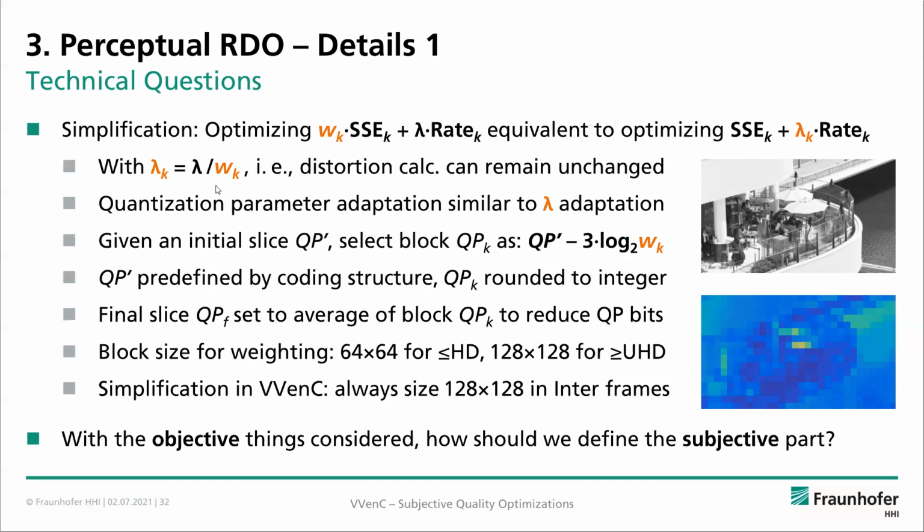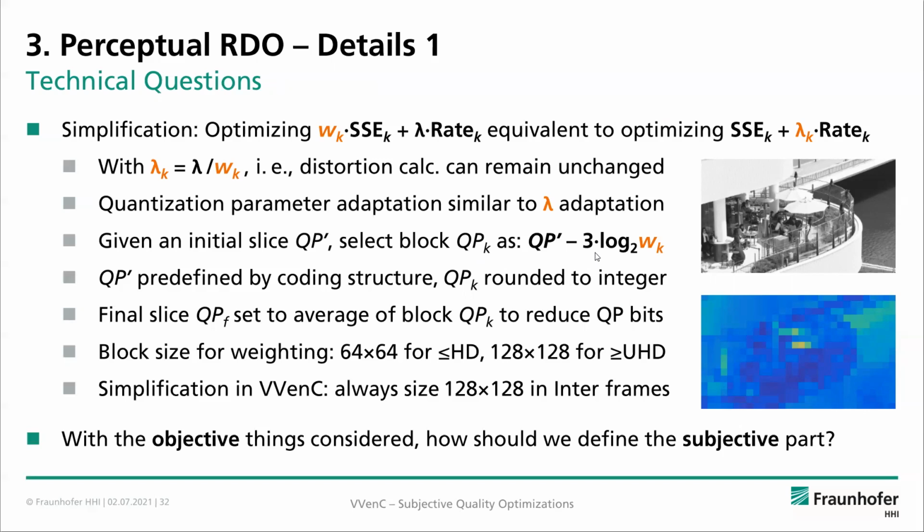The quantization parameter adaptation is then done similar to the lambda adaptation, specifically given an initial slice QP prime. We select the blockwise QP k as the QP prime minus 3 times log 2 of the weight and round it to the nearest integer.